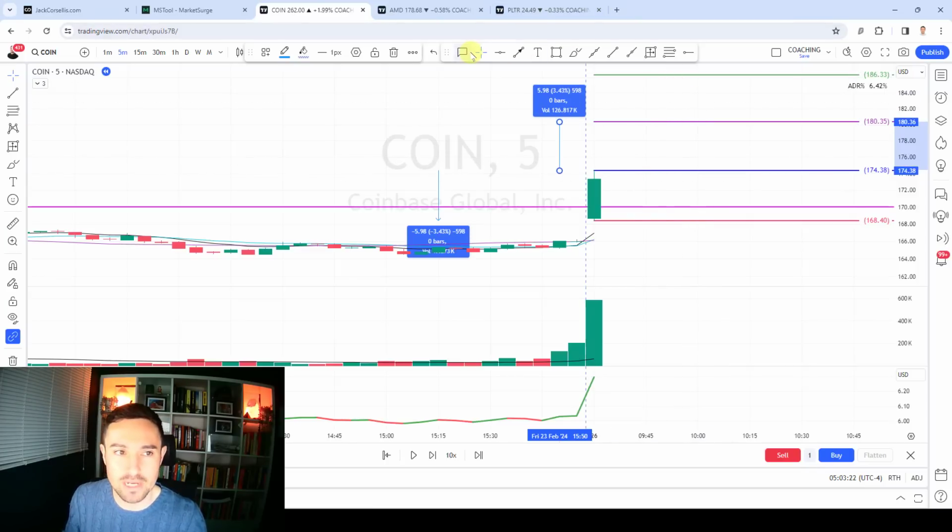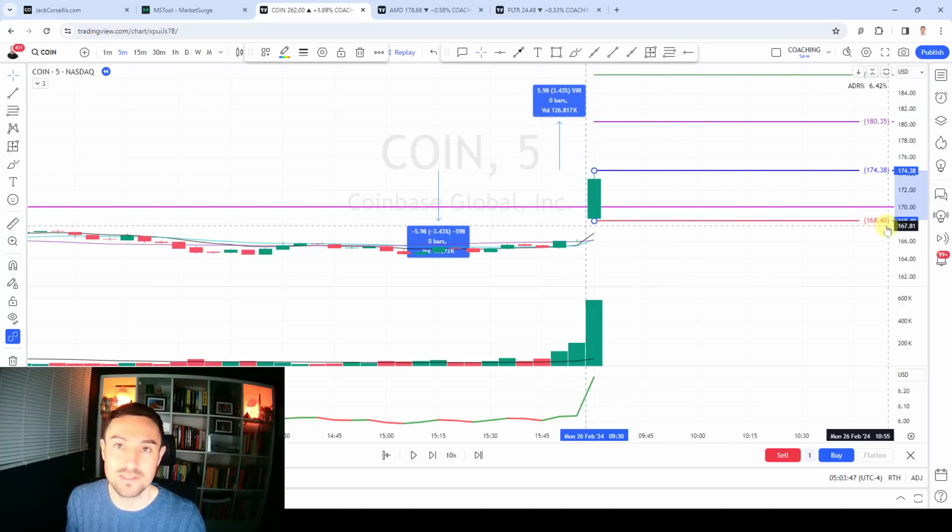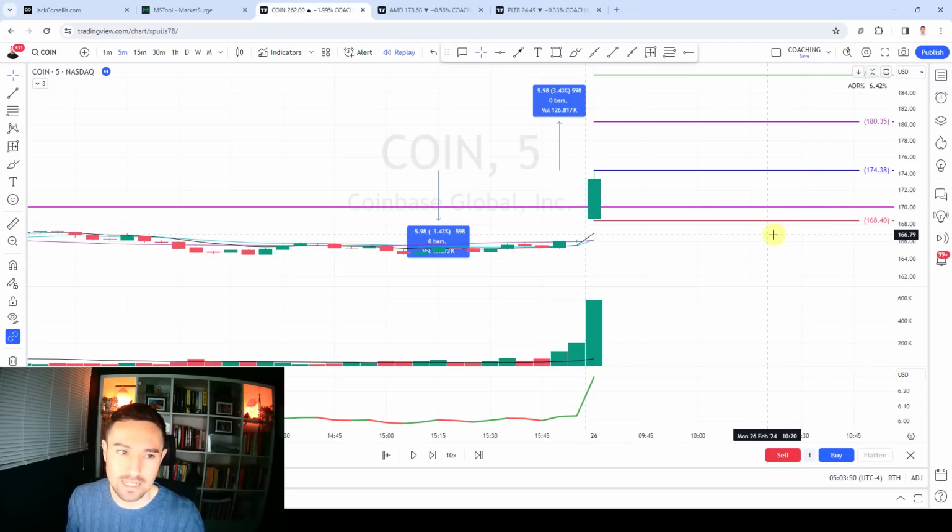So imagine you get your entry here at 174.38. If you were to sell half of your position at about 180.35, that would be a gain of $5.98 per share. So if you were to sell half of your position at a gain of $5.98, you have half of your position left, do you not? Yes, you do. And where's your stop loss? Well, your stop loss is down here potentially on the low of the day at 168.40. So how much risk do you have on the remaining shares? $5.98. Isn't that interesting what we've just done there? This is risk mitigation.